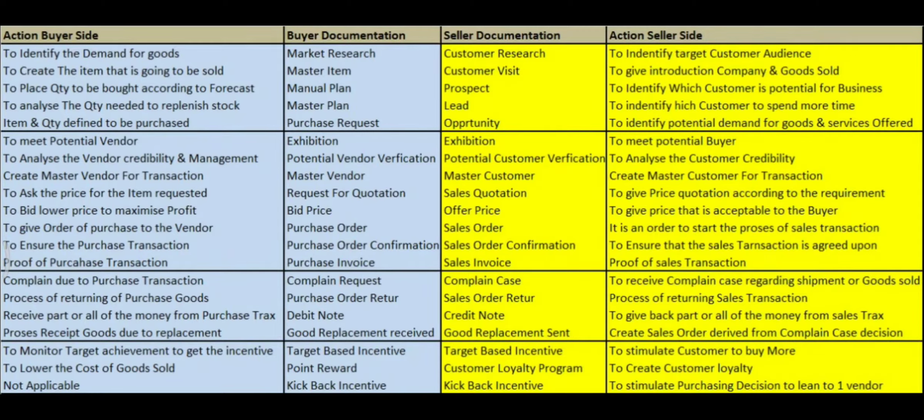Secondly, once the market research is done, once you define what goods need to be stocked to be sold, you have to input the master item in your ERP. This is to ensure that this item can be used for transactions of buying and selling.